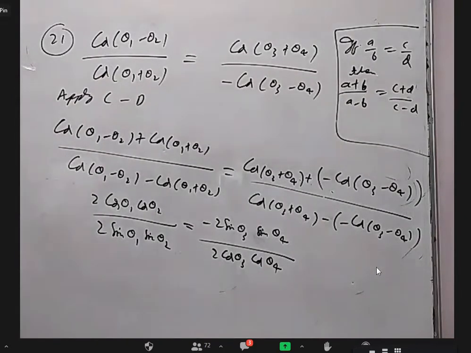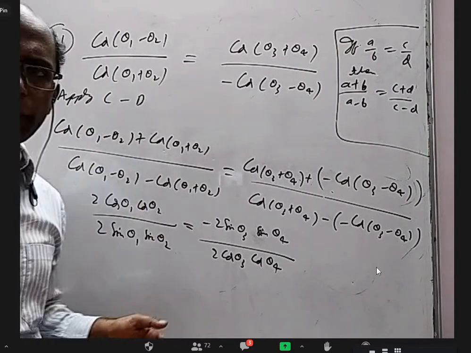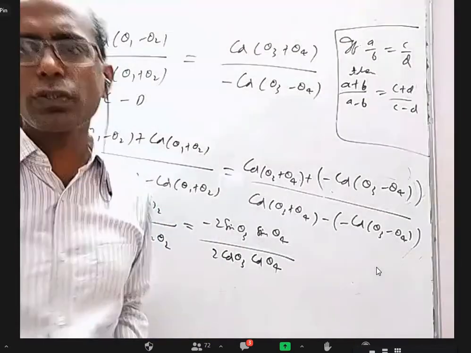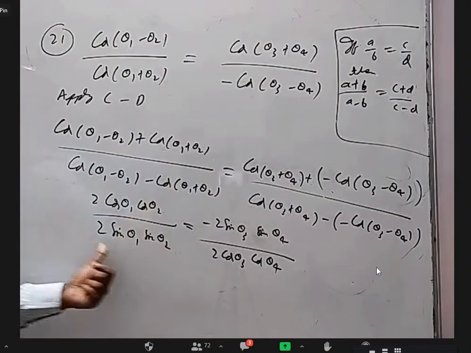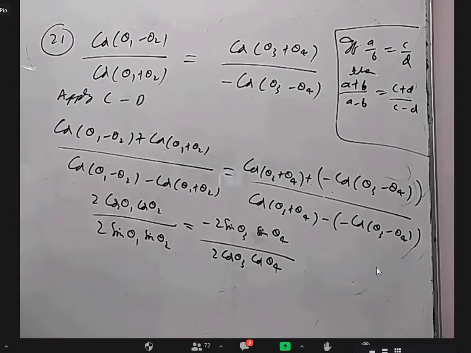So mainly three formulas we use. First one is componendo dividendo. Second one is cos A plus B plus cos A minus B is 2 cos A cos B, and cos A plus B minus cos A minus B is minus 2 sin A sin B, with cos A minus B minus cos A plus B plus 2 sin A sin B. Anybody any doubts so far? No, sir, no doubt.